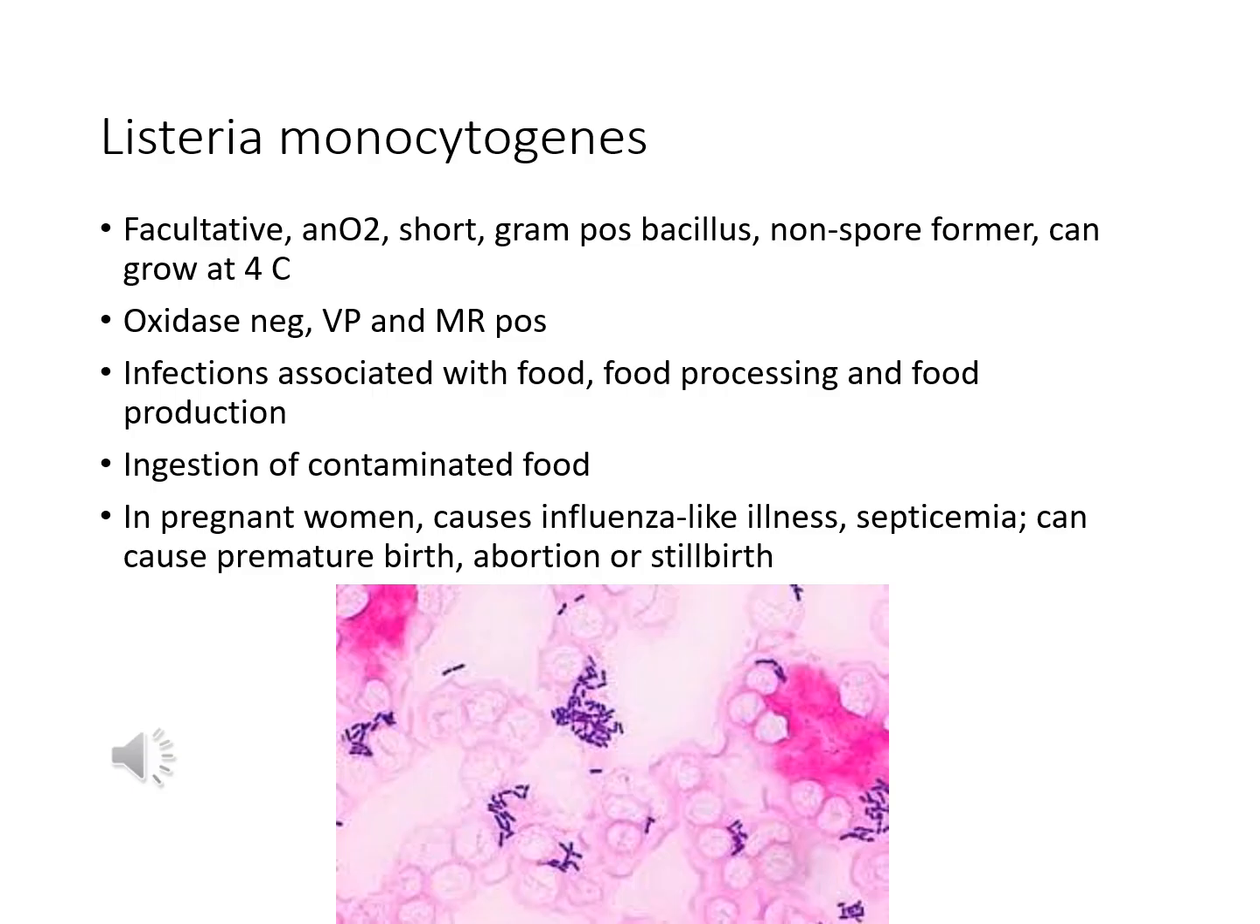There is a wide variety of infections either associated with food processing and food production. It can also be due to ingestion of contaminated foods. And also in pregnant women, Listeria monocytogenes can cause influenza-like illness and septicemia. It can also cause premature birth or premature abortion or stillbirth because this is one of the organisms that can cross the placenta.